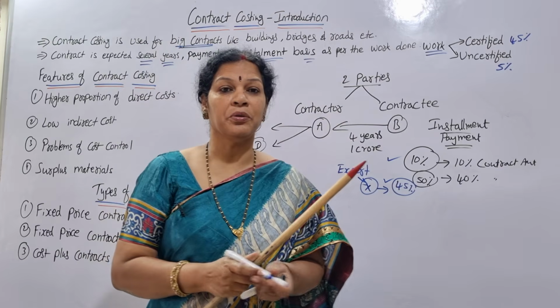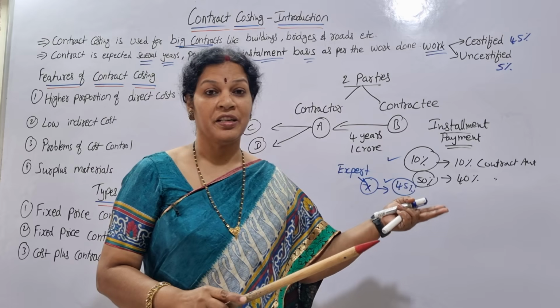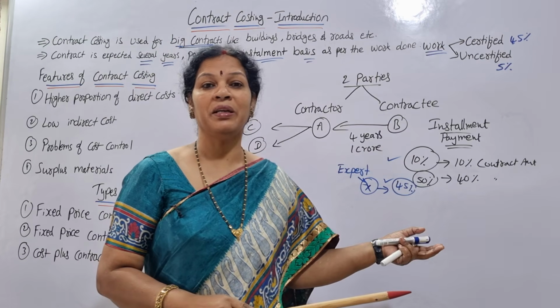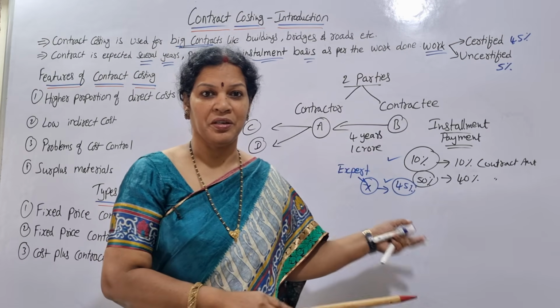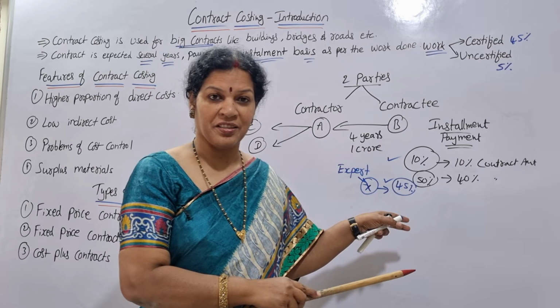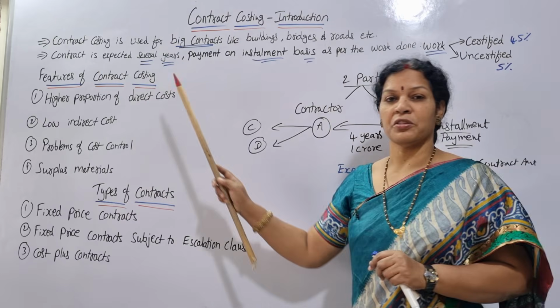Like this you have to remember certified work and uncertified work. On installment basis, A is going to get the payment, but only once it is certified will that amount be released, 50% or 45%, based on the certification by the expert X. Are you getting it? Now today we'll see a few more topics like features of contract costing.